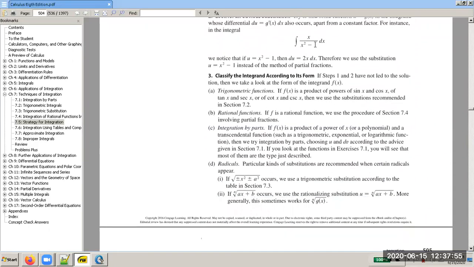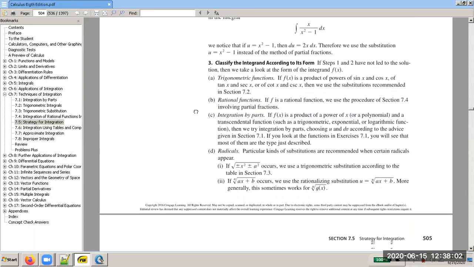If there is no obvious substitution and no obvious algebraic maneuvers, then you're going to want to think about the sections we've gone over: IBP, trig integrals, trig sub, partial fractions. Is this something that we can treat using the trig integral techniques that we learned in section 7.2?